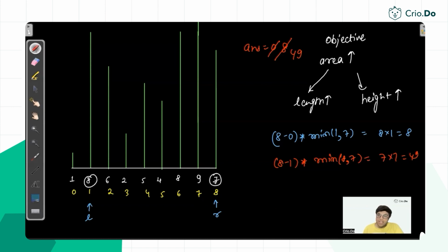Minimum of 8 comma 7 was 7. Minimum of 100 comma 7 will also be 7. Minimum of 6 comma 7 will also be 7. So better not to discard the higher height. Again, discard the smaller height. And in this case, the smaller height is on the right side.